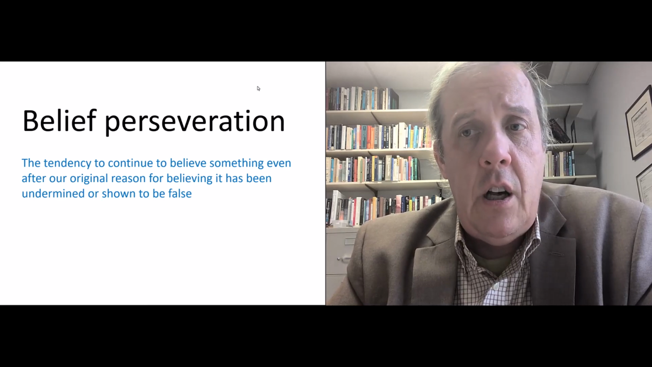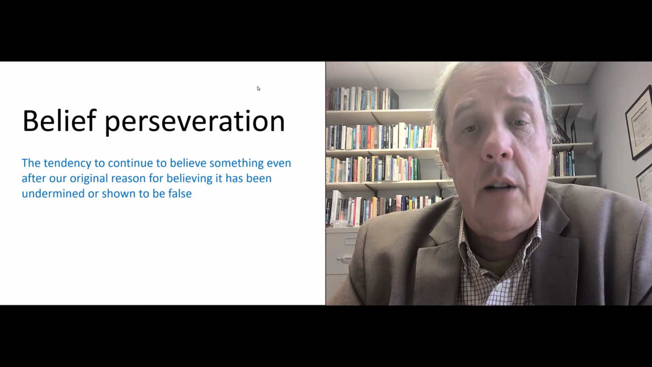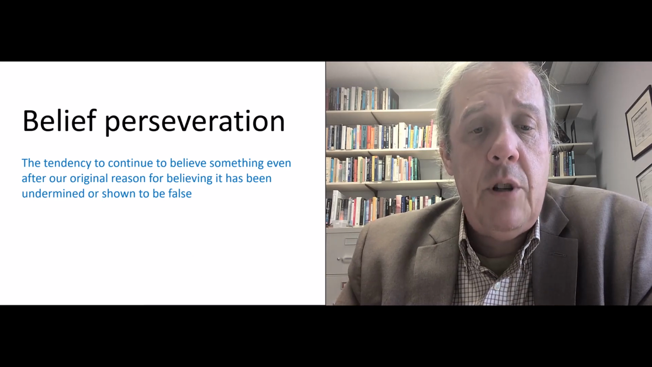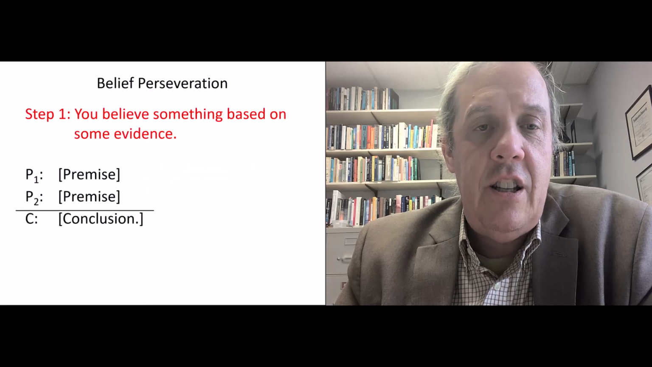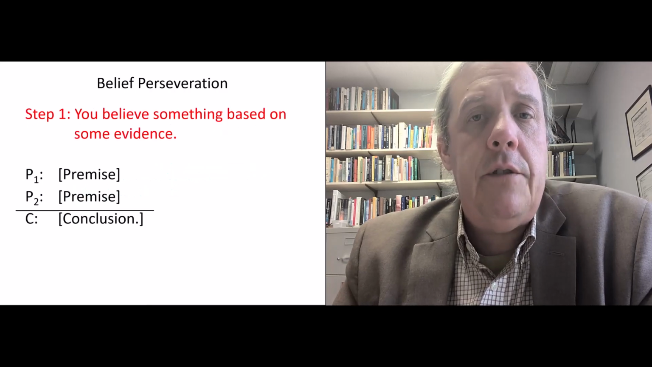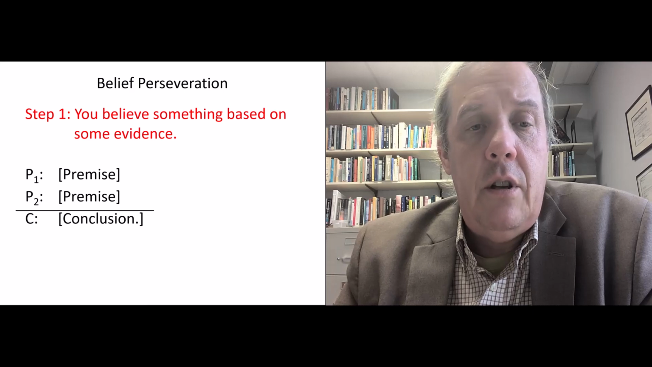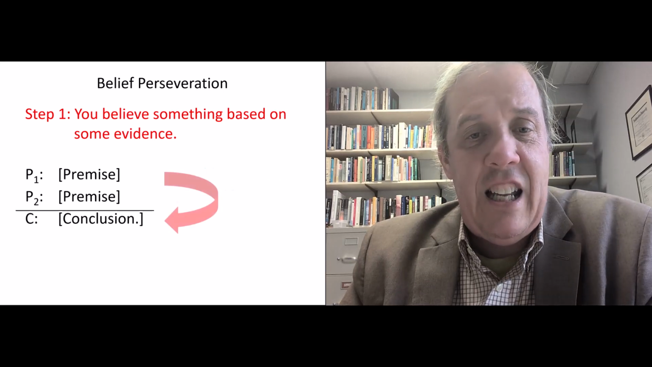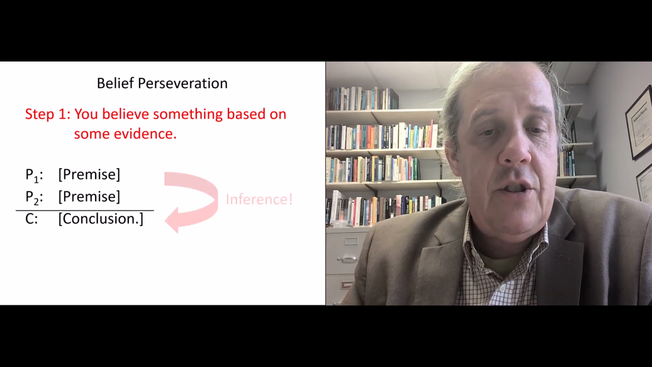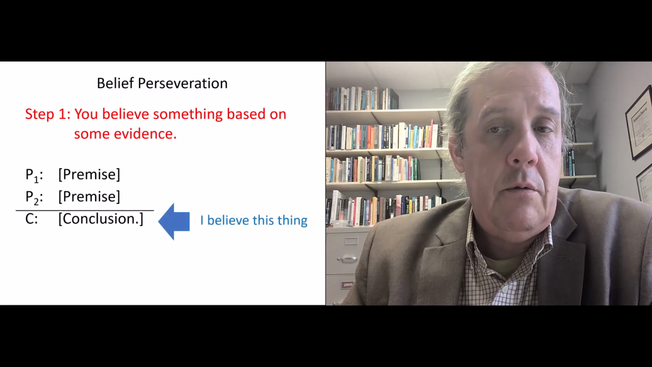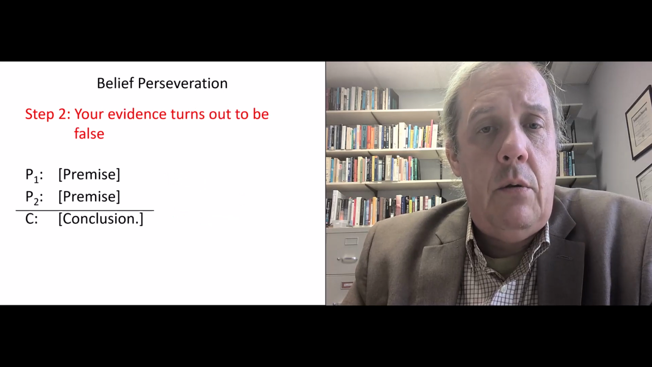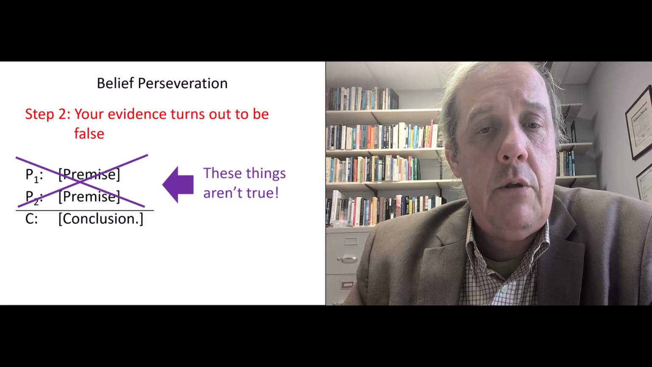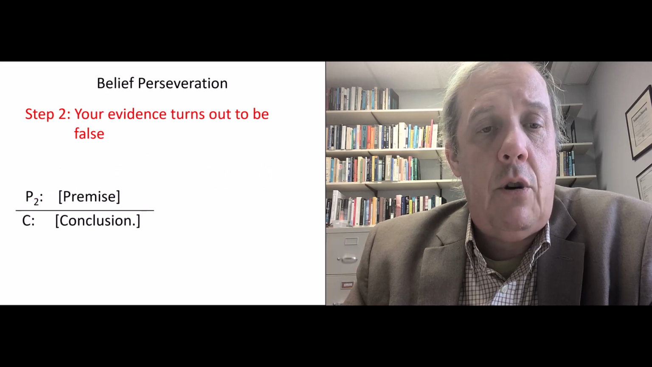And I think it's easiest to understand this process again by returning to the idea of argument, looking at argument. So, perseveration in 3 steps. Step 1, you believe something based on evidence, right? And so this is just how evidence works. You believe some premises, and then you make an inference, and that leads you to believe the conclusion, right? Well, step 2, what happens if the premises turn out to be false? You believed them, but they're not true. So the premises go away.